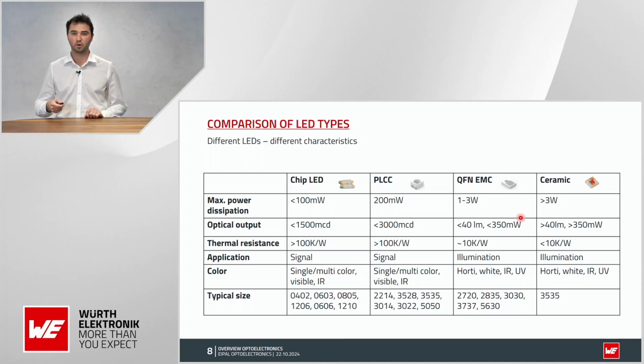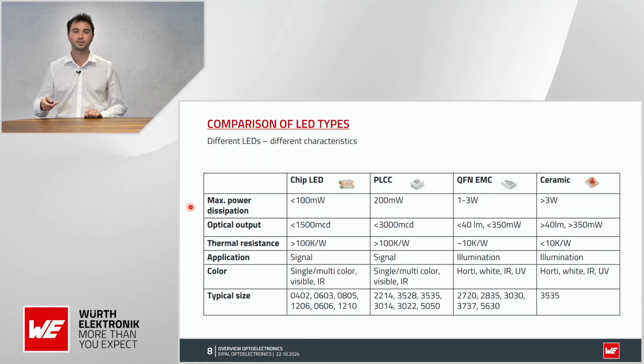So of course for the higher power, you have higher electrical power and much higher optical output. All of these different types come in standard sizes. For the chip LEDs, we have them in all typical standard sizes available on the market. Here it's important to know that for the chip LEDs, the size is in units of inch, while for PLCC and the EMC ceramic, the sizes are always in millimeters. So the 3535 is 3.5 millimeters by 3.5 millimeters.